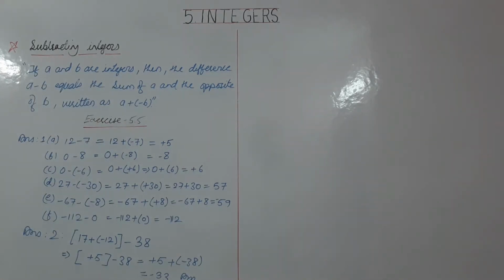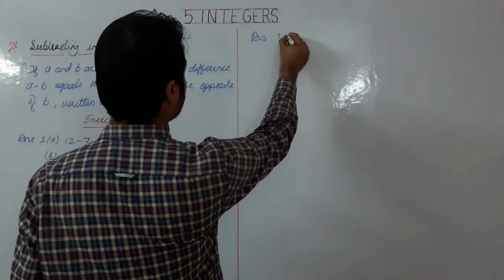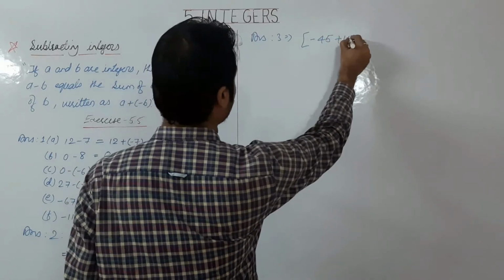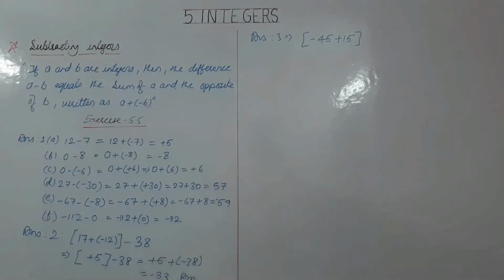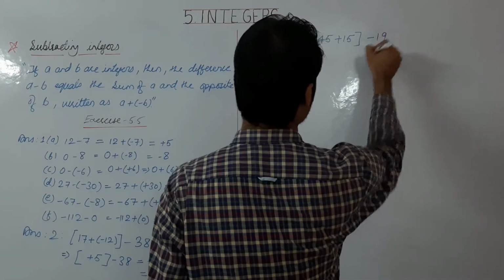The next question, number 3. From the sum of minus 45 and 15, subtract 19. So from the sum of minus 45 and 15, we have to add them. Then we have to subtract 19. So minus 45 plus 15 minus 19.